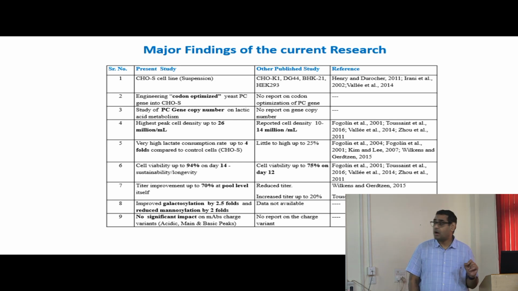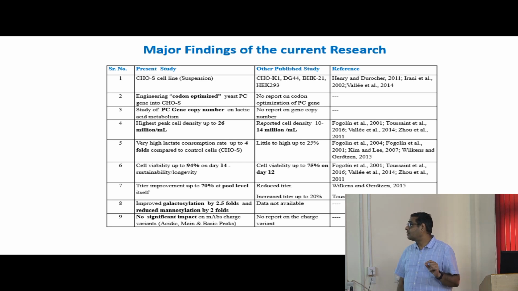We did the codon optimized yeast pyruvate carboxylase. Then the PC gene copy number effect on lactic acid metabolism was reported for the first time. It was not reported earlier, and gene copy number was not available. Highest peak cell density 26 million. I showed you that, those are the cells.